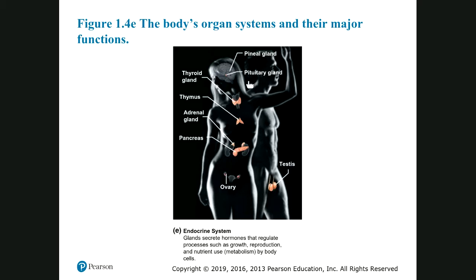So you can see all of the endocrine glands that are found within our endocrine system. We have our pituitary gland, our pineal gland, our thyroid gland, the thymus, our adrenal gland that sits on the superior aspect of the kidneys, the pancreas, the ovaries found in the female, and the testes found in the male. The endocrine system includes all of these glands, and their function is to secrete hormones. These hormones regulate physiological processes such as growth, reproduction, and metabolism of all the cells of the body.